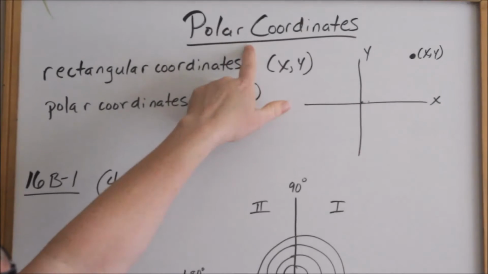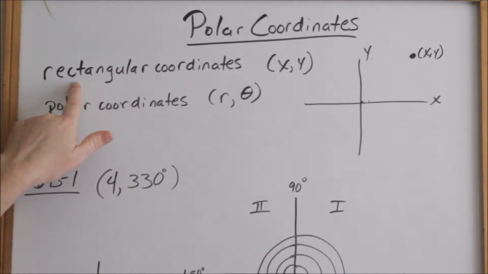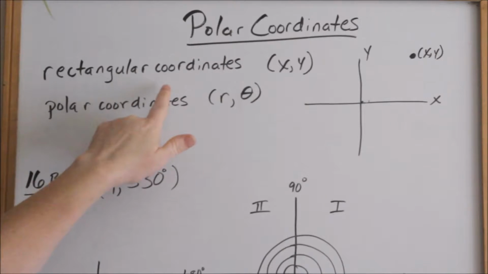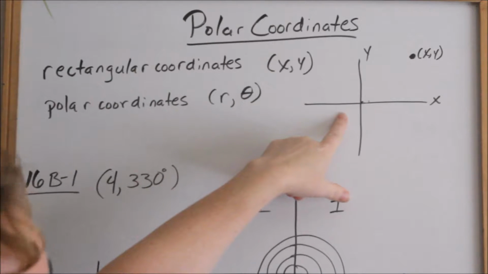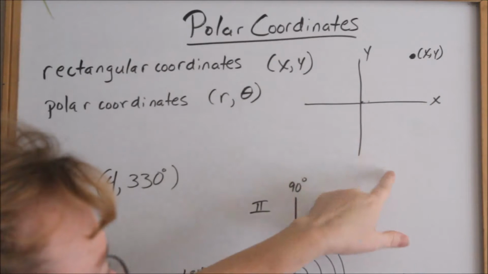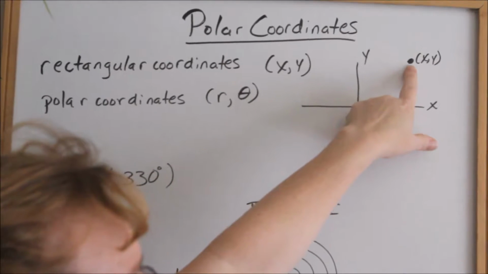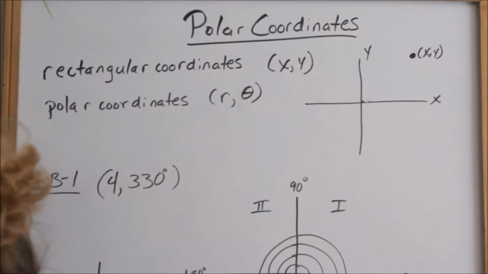Okay, we're going to be doing polar coordinates. So, for most of you, what you've learned so far in your graphing is rectangular coordinates. Rectangular coordinates are in the format of XY, and they're on a Cartesian coordinate system, x-axis, y-axis. So it's like we have this point up here, and it has an x-coordinate and a y-coordinate.